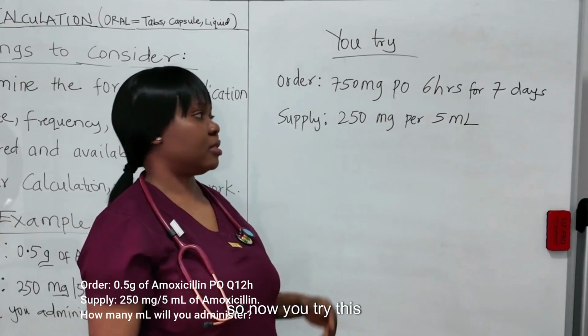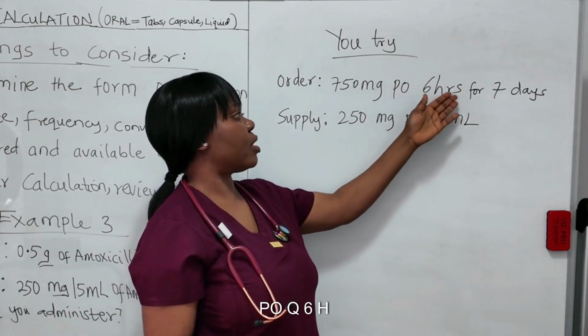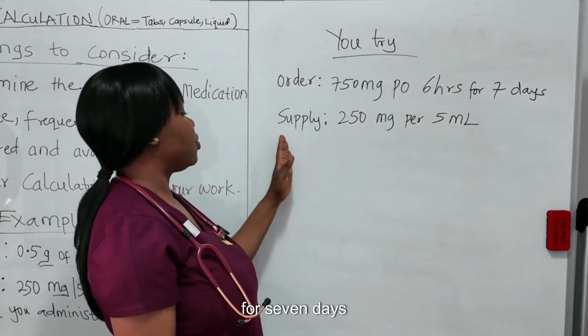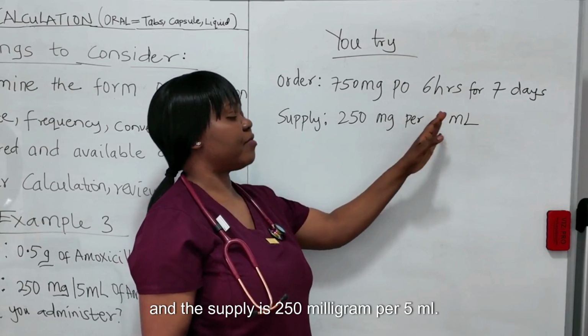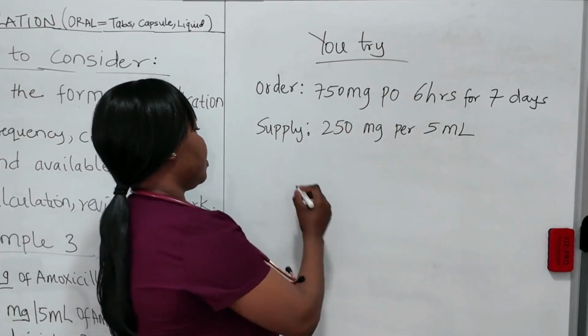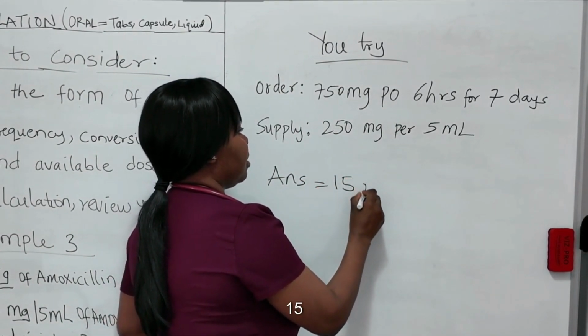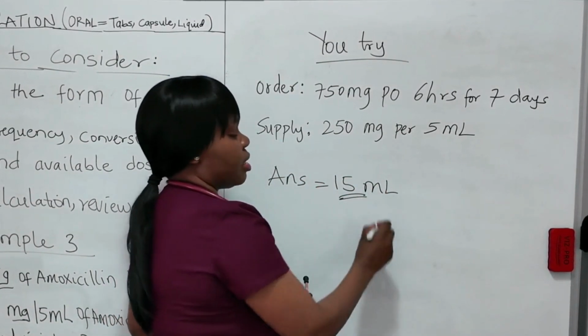So now you try this. Order 750 milligram PO every 6 hours for 7 days. And the supply is 250 milligram per 5 ml. So if you did this correctly, the answer will be 15 ml. That will be the answer.